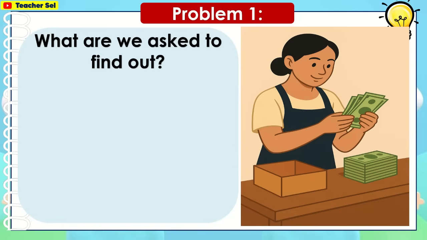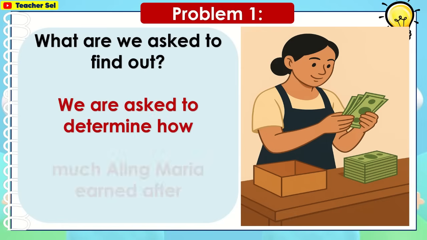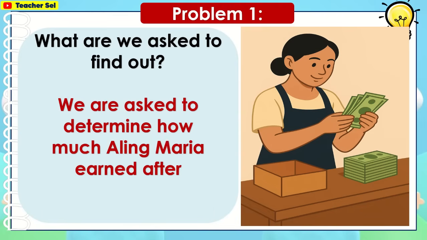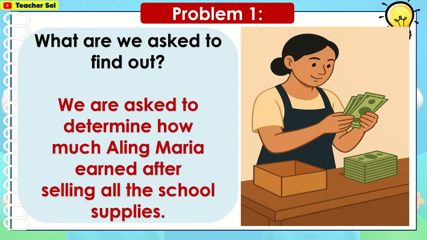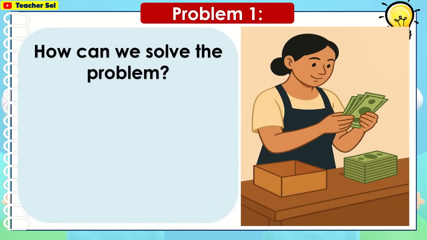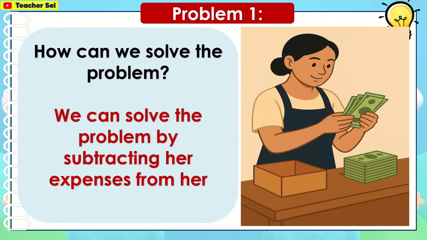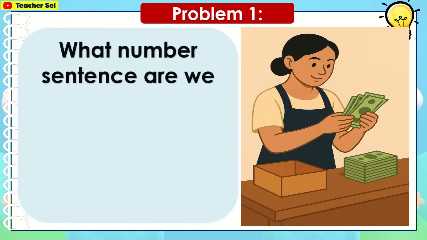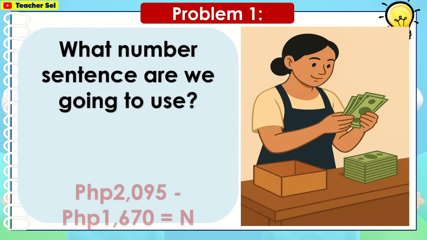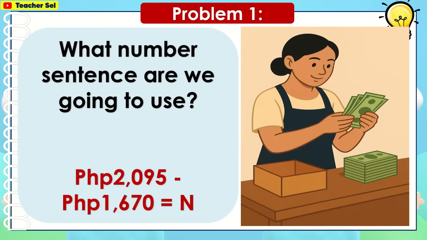What are we asked to find out? We are asked to determine how much Aling Maria earned after selling all the school supplies. How can we solve the problem? We can solve the problem by subtracting her expenses from her total sales. What number sentence are we going to use? 2,095 pesos minus 1,670 pesos equals N.